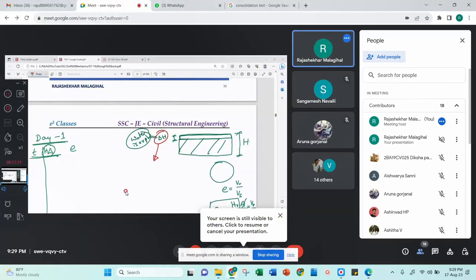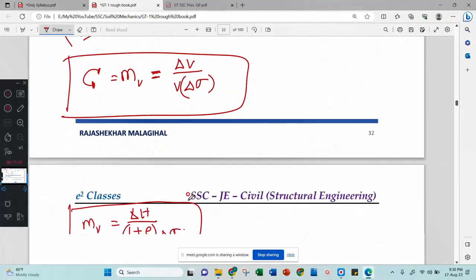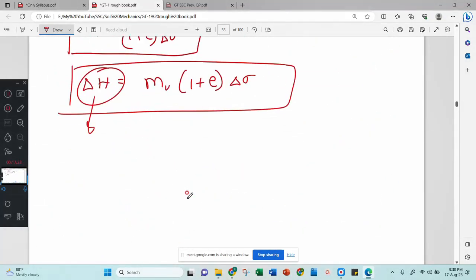Okay. Sorry, no problem. Then, can you call this delta H as a settlement? Yeah, I can call this as a settlement. Then see here, interestingly, I got the settlement equation. Settlement is equal to mv into (1 plus e) into delta sigma. This is your settlement equation. But to determine settlement, you must know what? You must know mv.